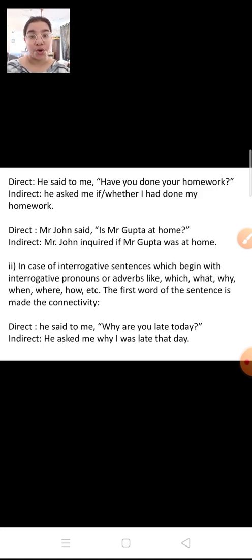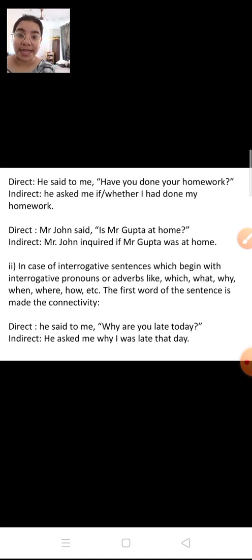Now, another rule says that in the case of an interrogative sentence which begins with an interrogative pronoun, interrogative means words like which, what, why, when, where. If they are starting with such a pronoun, the first word of the sentence is made the connector. For example, let us see the example, then I am going to explain. He said to me, why are you late today? He asked me why I was late that day.